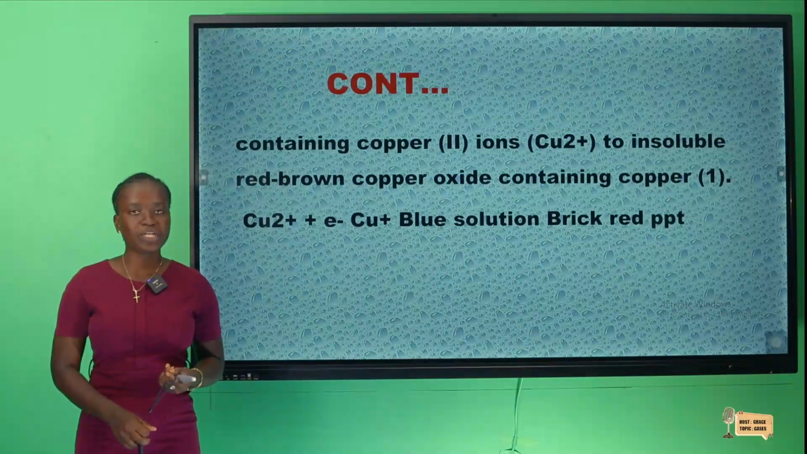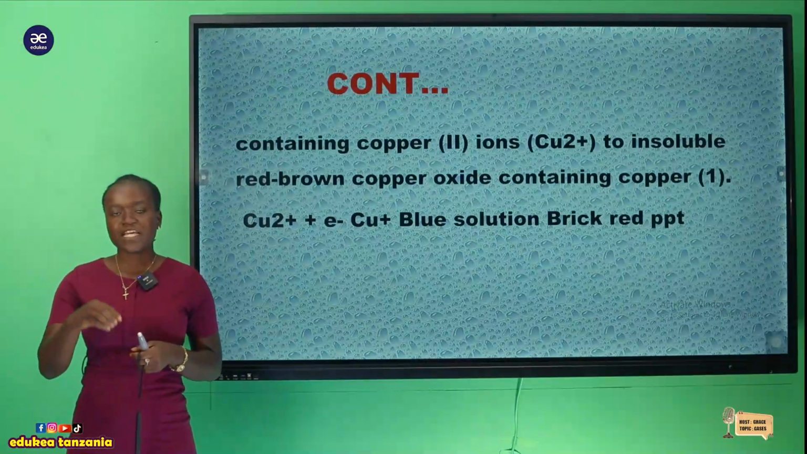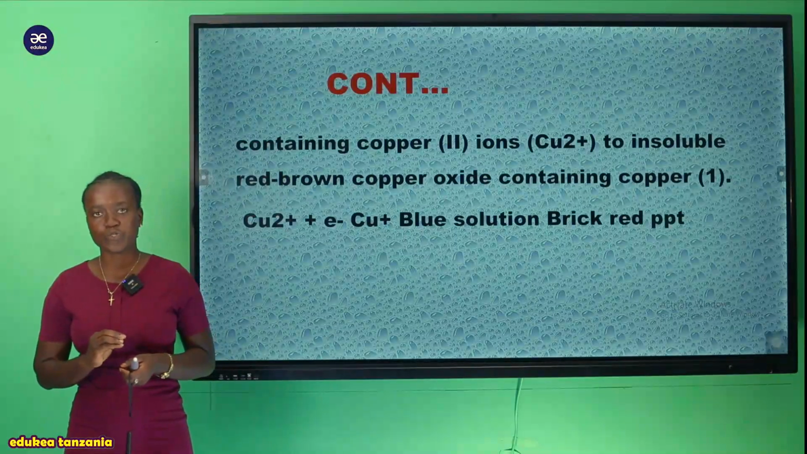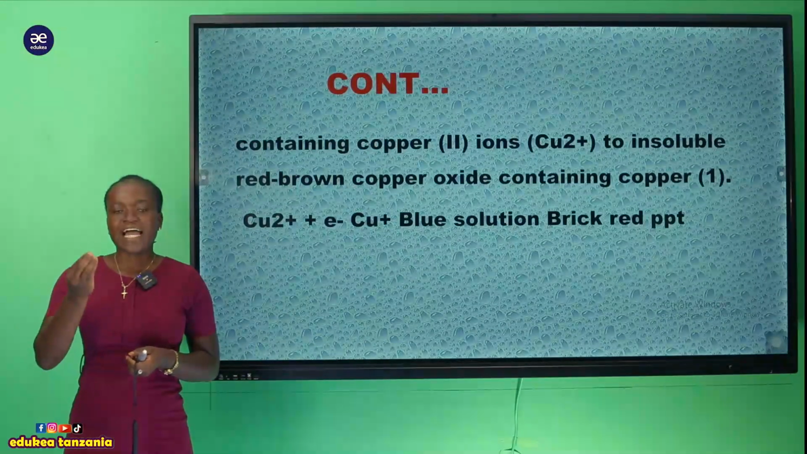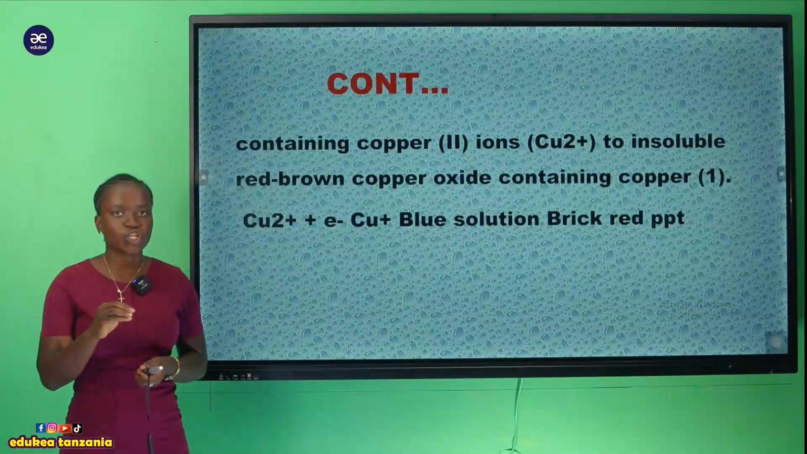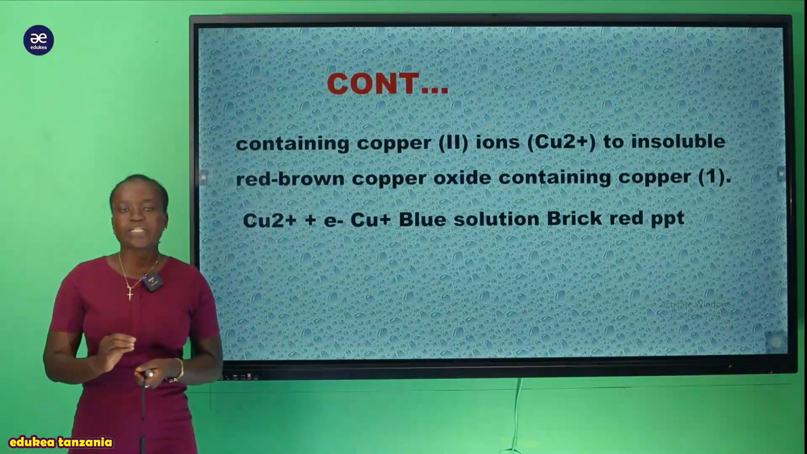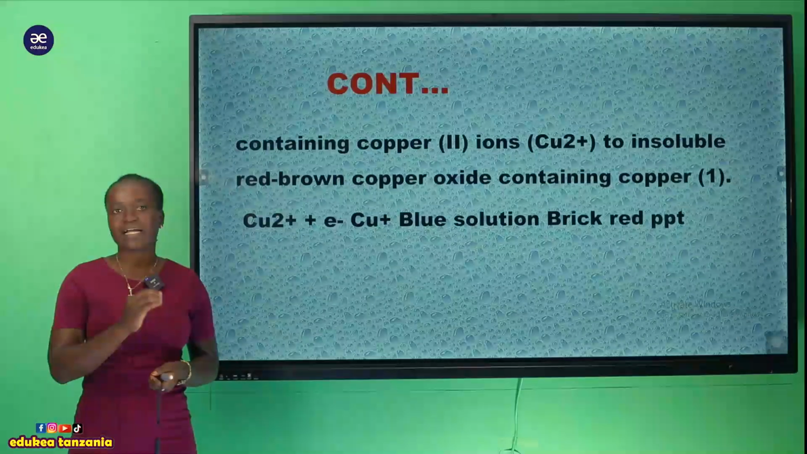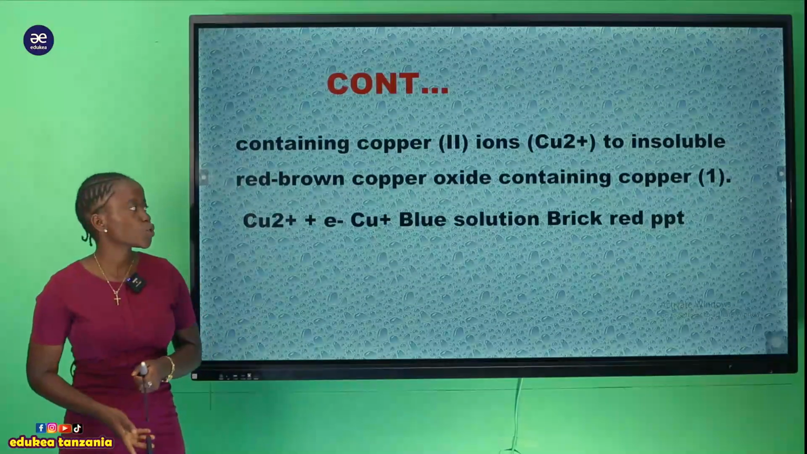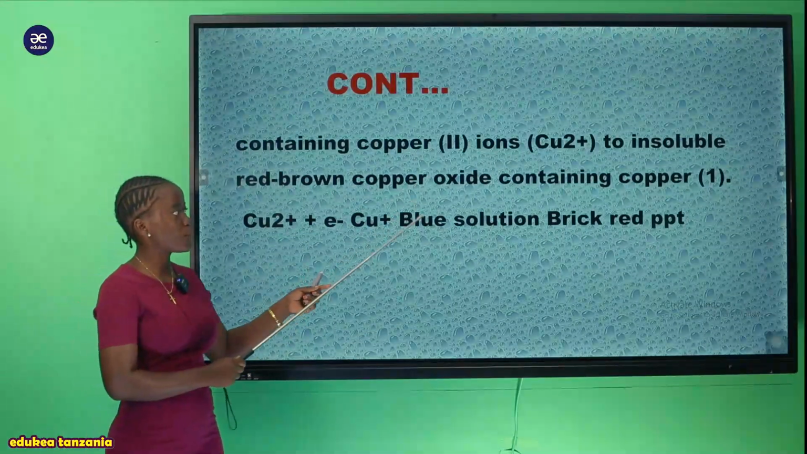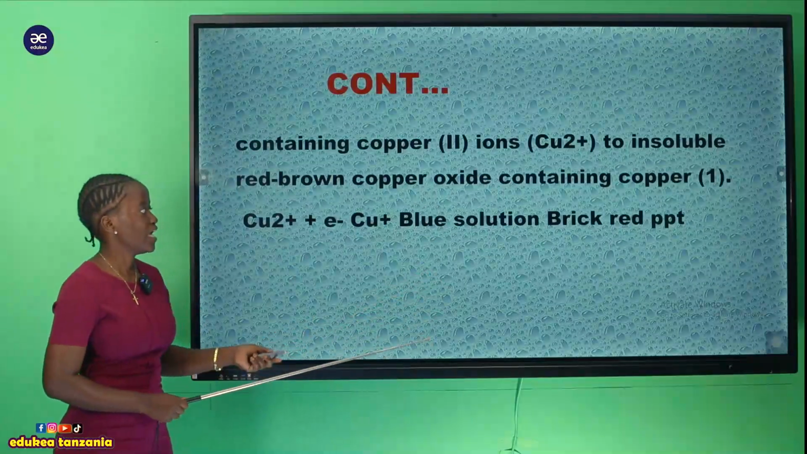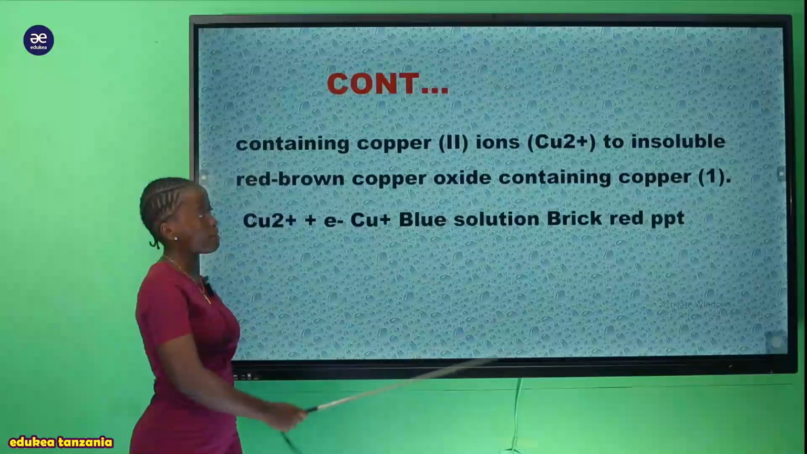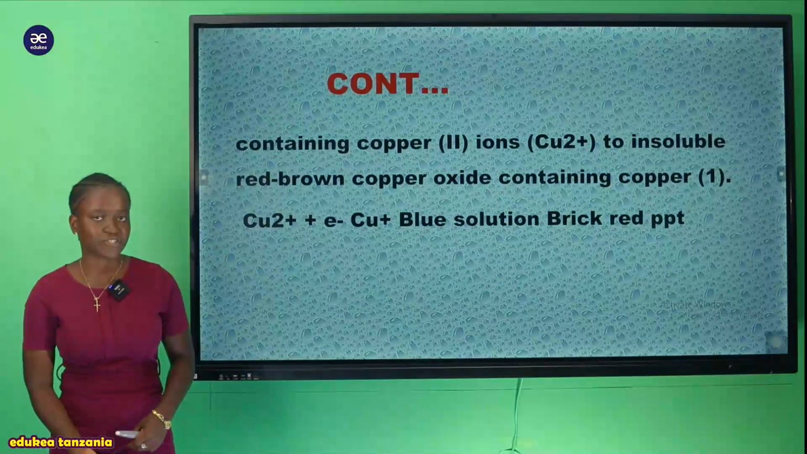Students, we can conclude by saying that if there is a presence of reducing sugar in your sample solution, after addition of Benedict's solution, your mixture will change its color from blue, that is the color of Benedict's solution, to reddish brown, that is copper oxide, and then finally it can change into a brick-red precipitate.